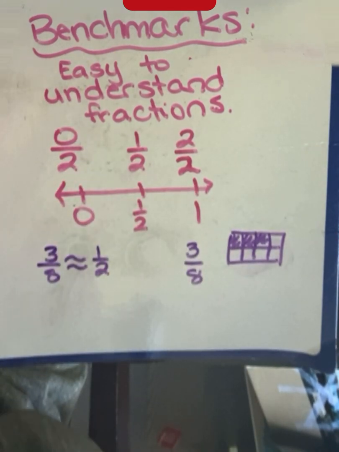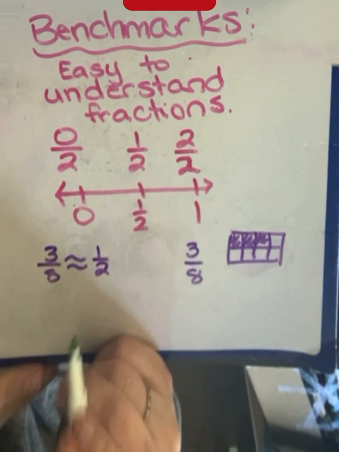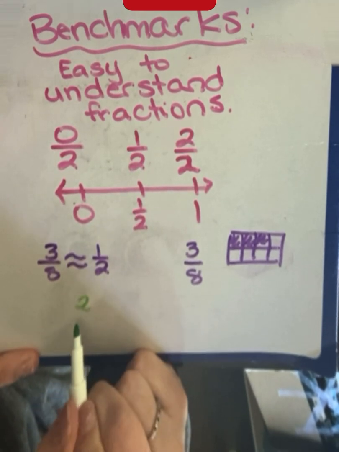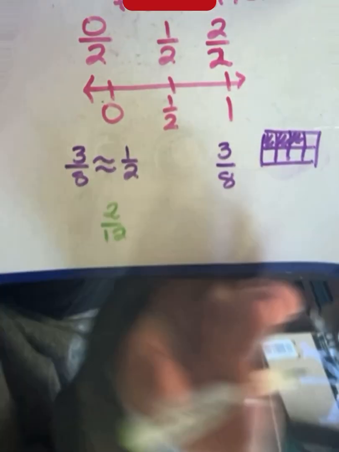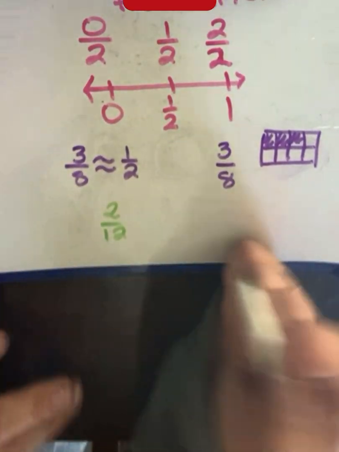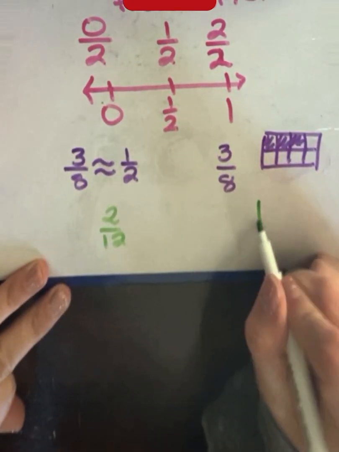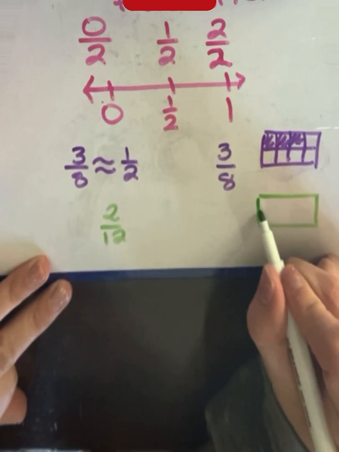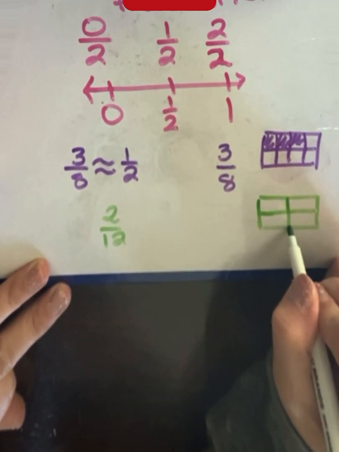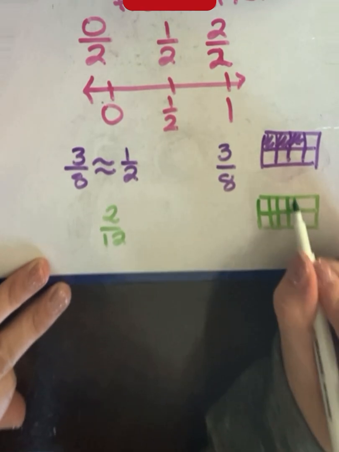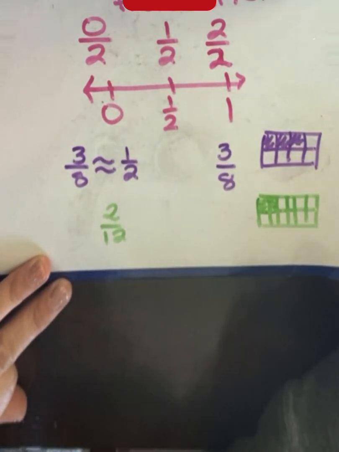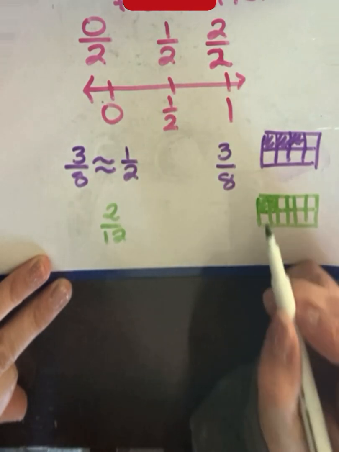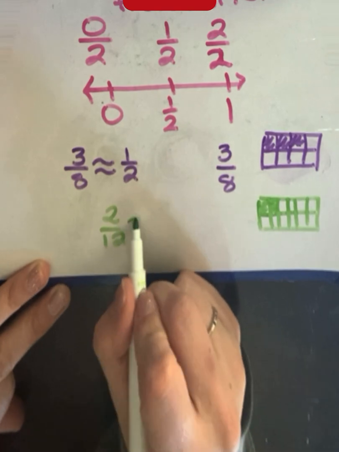Okay, so if I were to take a fraction such as 2/12, and we were to draw that out, we know that in order to be at a half, 6 of them would have to be shaded in. I only have 2 shaded in, which means I'm actually closer to 0.